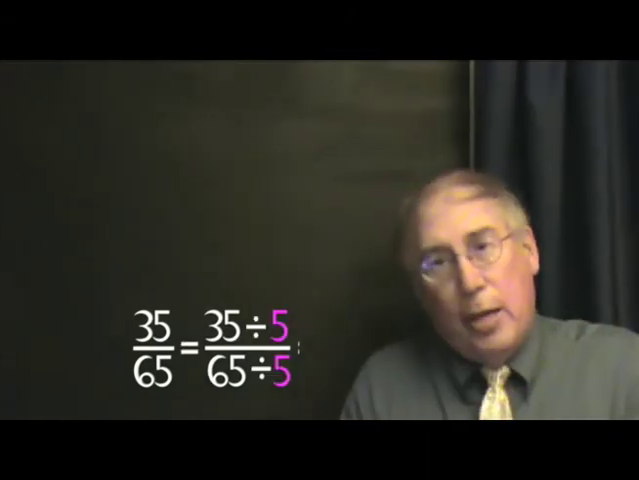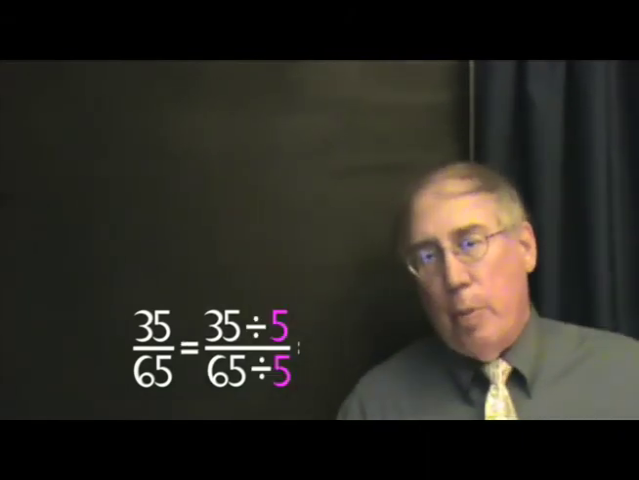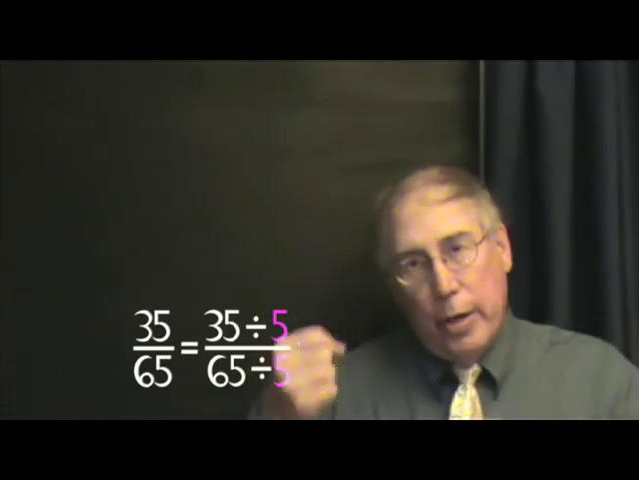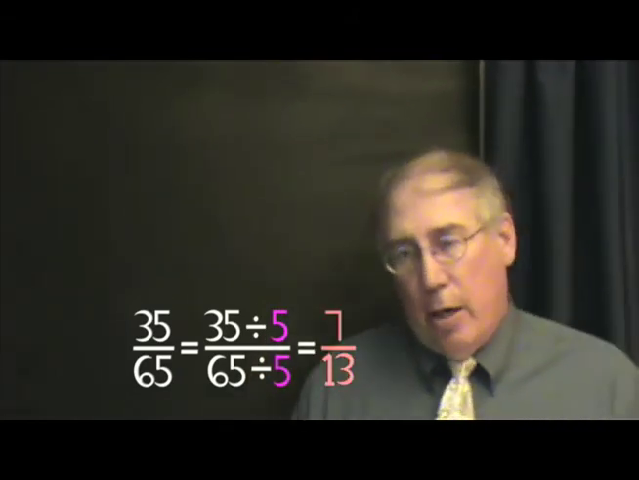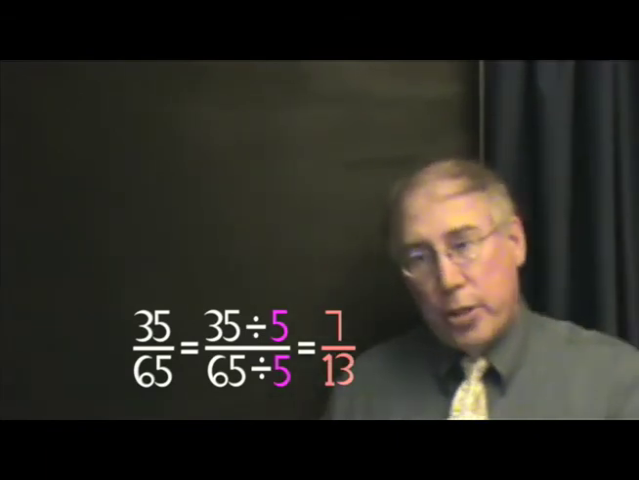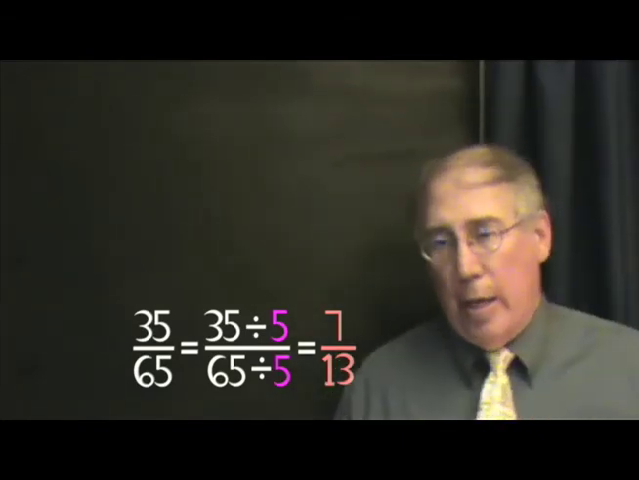Now, since they both end in 5, let's divide through by 5. Let's divide both the numerator and denominator by 5. And that happens to be our greatest common factor, and we'll reduce to 7/13. So this is another way, a more common way, of reducing to lowest terms.